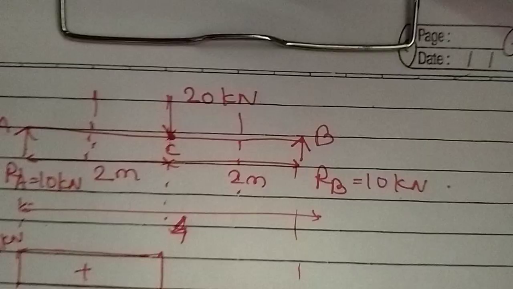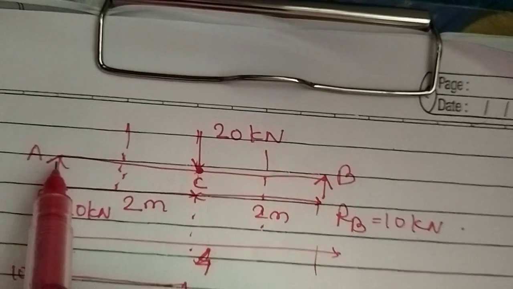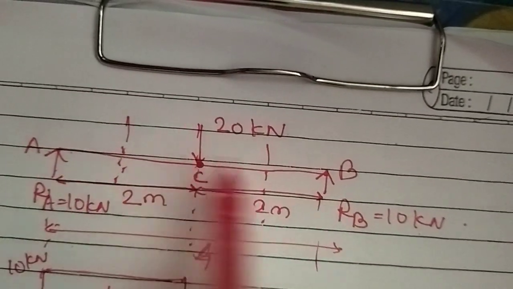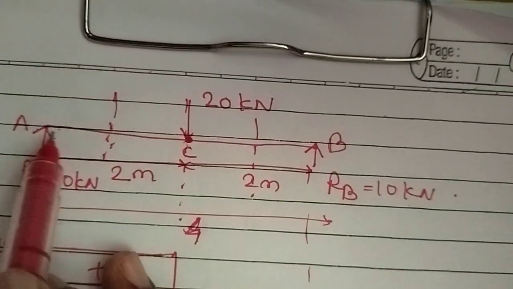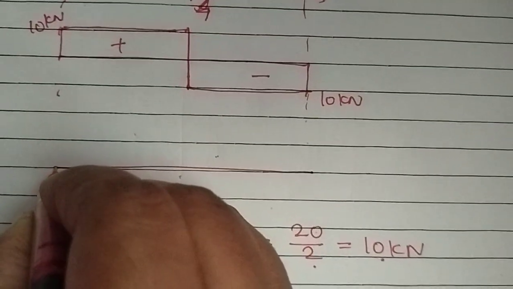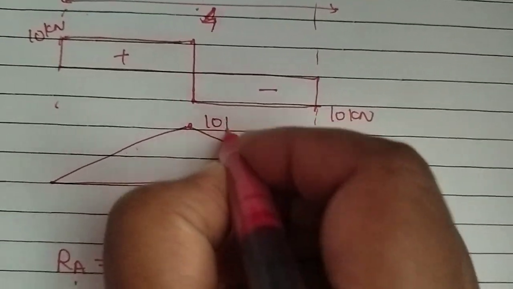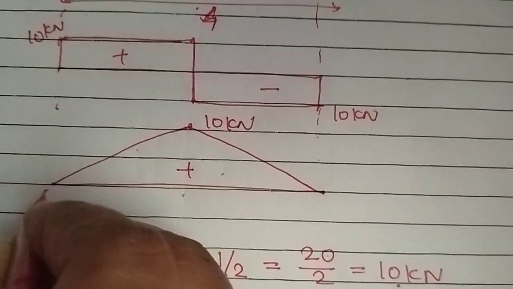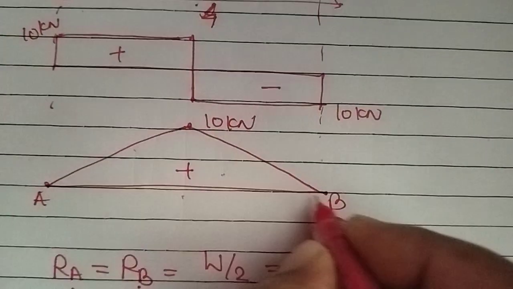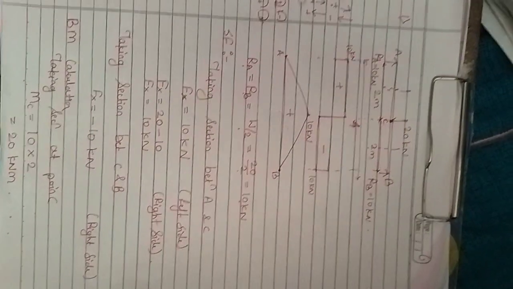And as this is simply supported at A and B, the moment will always be 0. So no need to calculate the moment at A and B. So directly we can draw the bending moment diagram. The diagram will be like this. Here 10 kilonewton positive. At A and B there will be 0 moment. In this way we can calculate the shear force and bending moment of a simply supported beam with a center point load. Thank you.